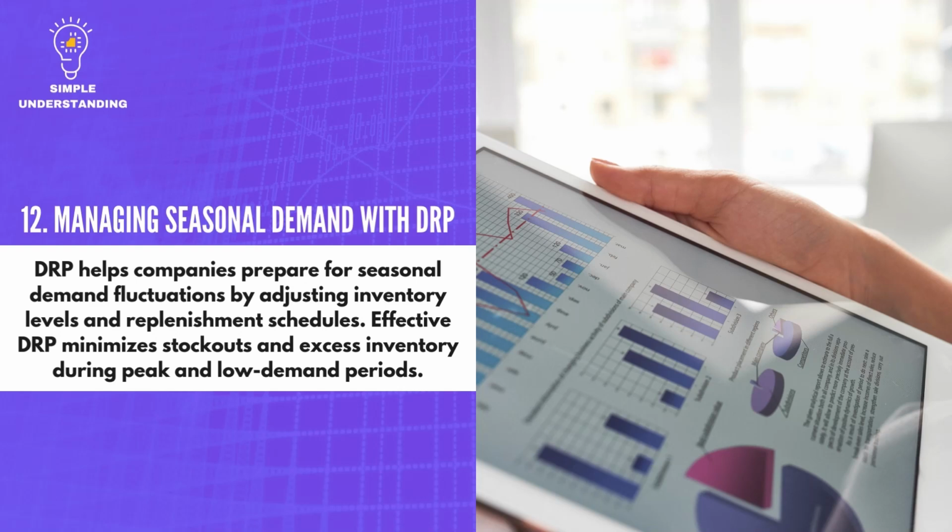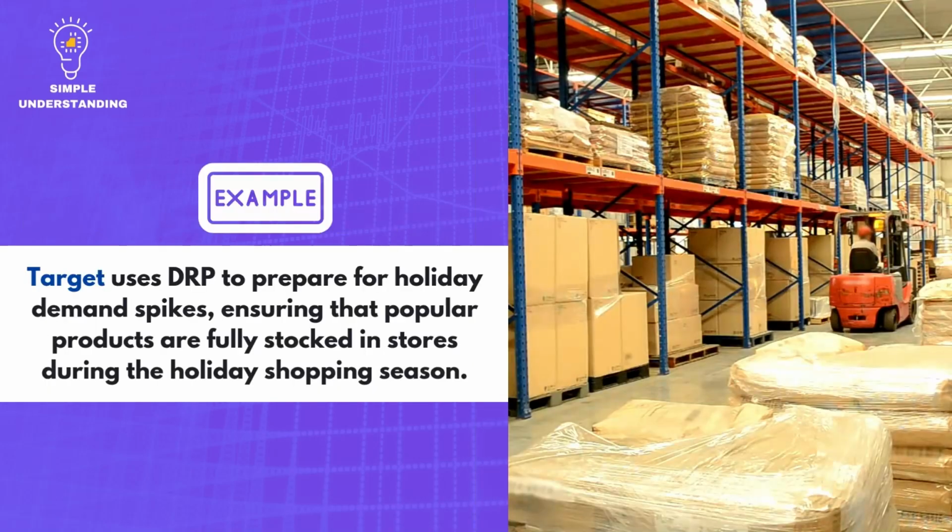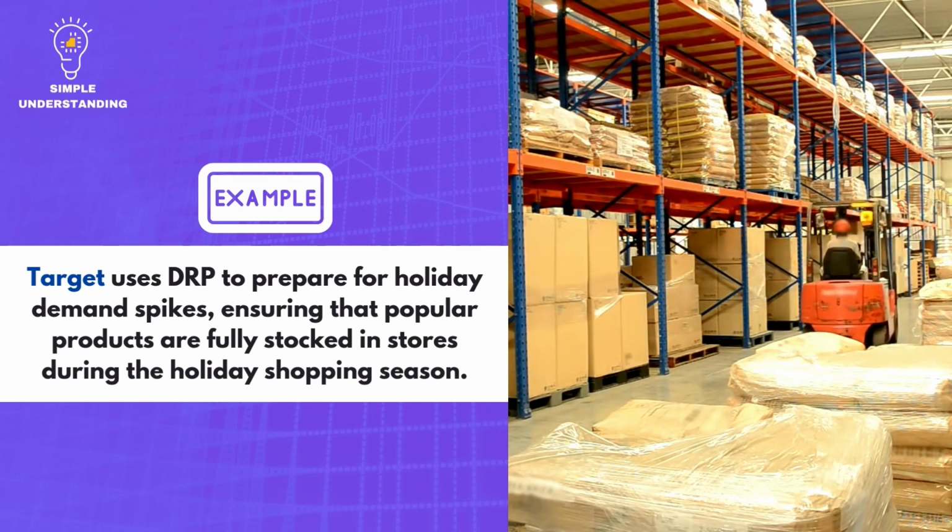Explanation. DRP helps companies prepare for seasonal demand fluctuations by adjusting inventory levels and replenishment schedules. Effective DRP minimizes stockouts and excess inventory during peak and low demand periods. Real company example. Target uses DRP to prepare for holiday demand spikes, ensuring that popular products are fully stocked in stores during the holiday shopping season.